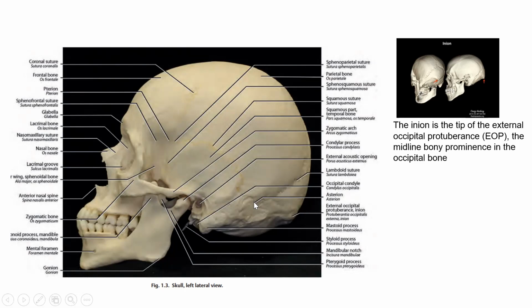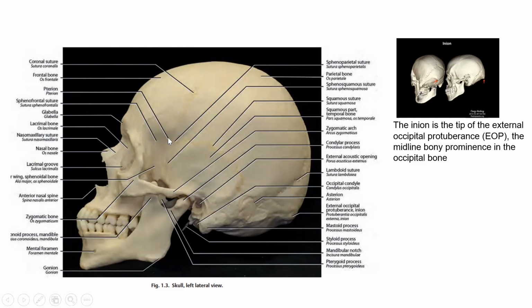This is the asterion. We are going to explain it. It's a very important point when we are performing the retrosigmoid approach. And it basically denotes the transverse and sigmoid sinus junction.